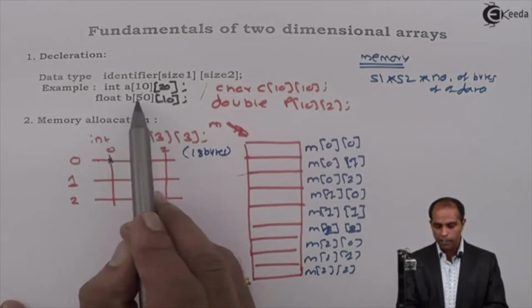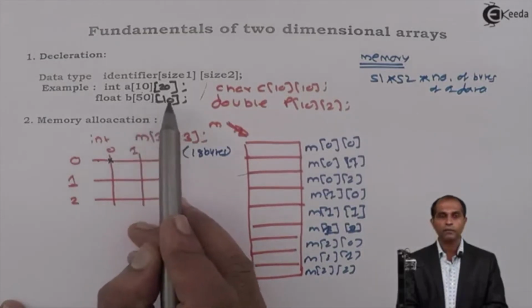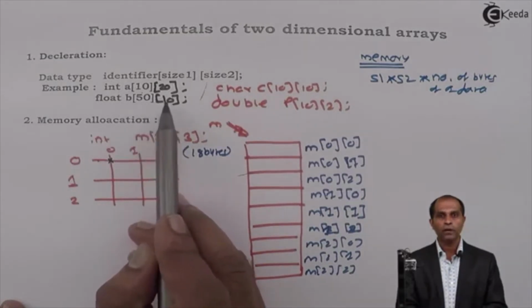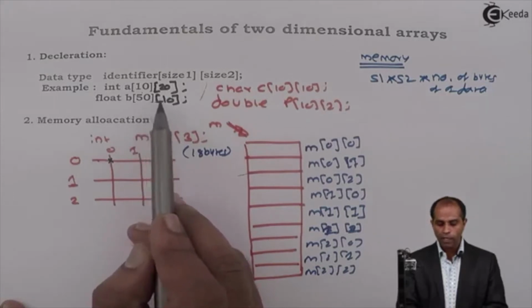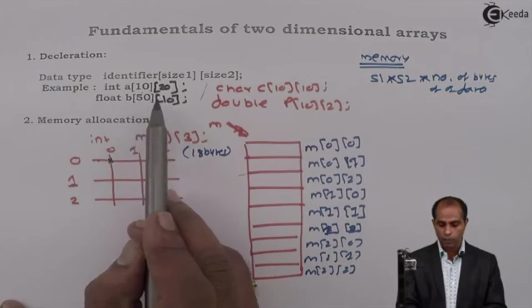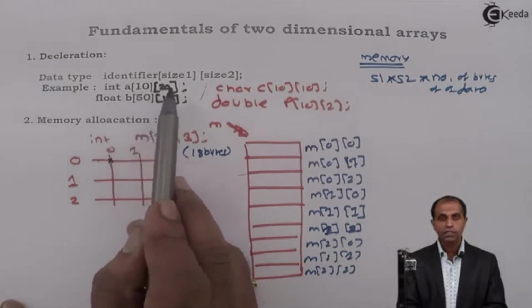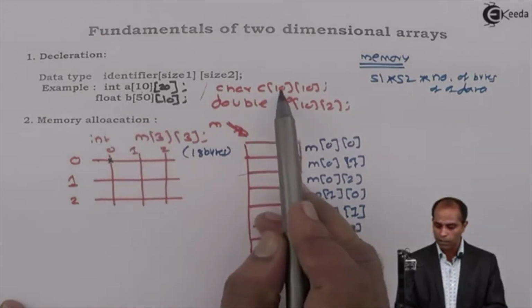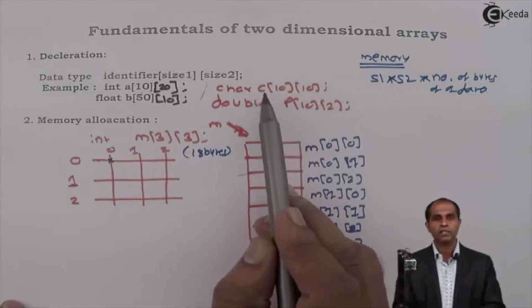Let me do this. B is 50 into 10. 50 into 10 is 500. 500 multiplied by 4 is 2000 bytes. So this is approximately 2000 bytes. This is 400 bytes. Now can you tell me how much size this particular C will have?